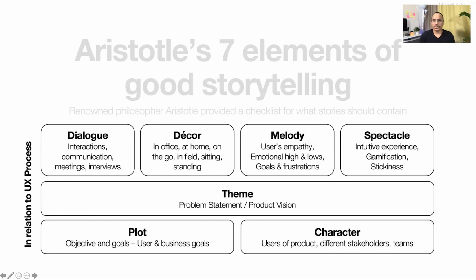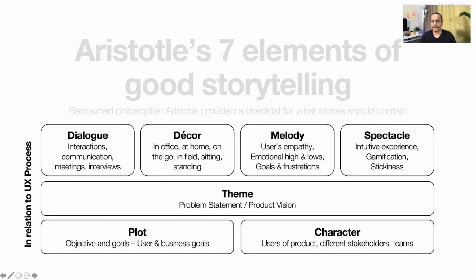And we'll try to understand them from the design point also. So when we talk about design or try to establish the relationship of design with the story, this is what we see. Okay, so let's start with the theme first. So theme is basically the overall problem statement or the product vision. Okay, whenever we're working as a UX designer on any product, we basically try to understand the challenge, the problem statement. So what are we trying to actually solve? So that is the core, central theme. Then there's a plot. Plot is basically overall objectives. So goals of the users, goals of the business.